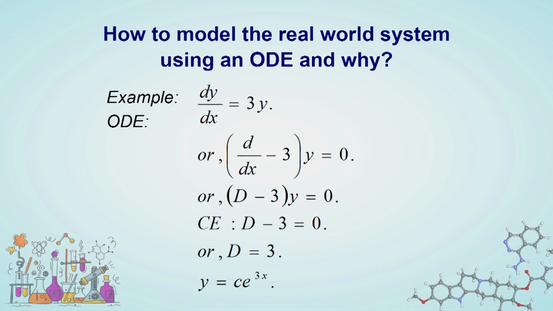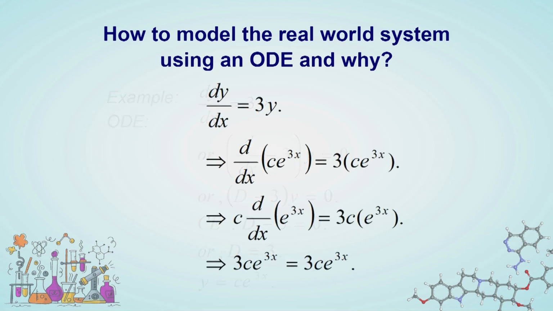C is an arbitrary constant. But here, how do we say this is the solution? As we explained earlier, it becomes an identity. Simply, we put in place of y the solution ce^(3x), then we see that 3ce^(3x) equal to 3ce^(3x), which is just an identity. It means we have the correct solution.